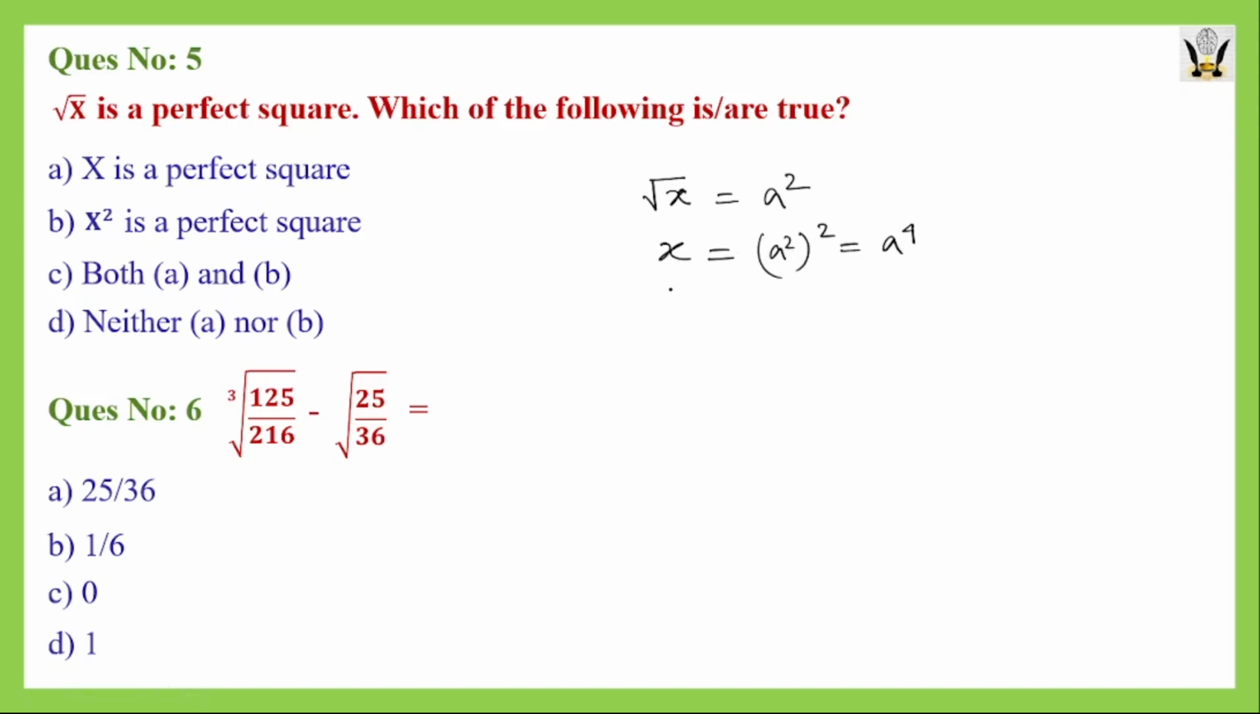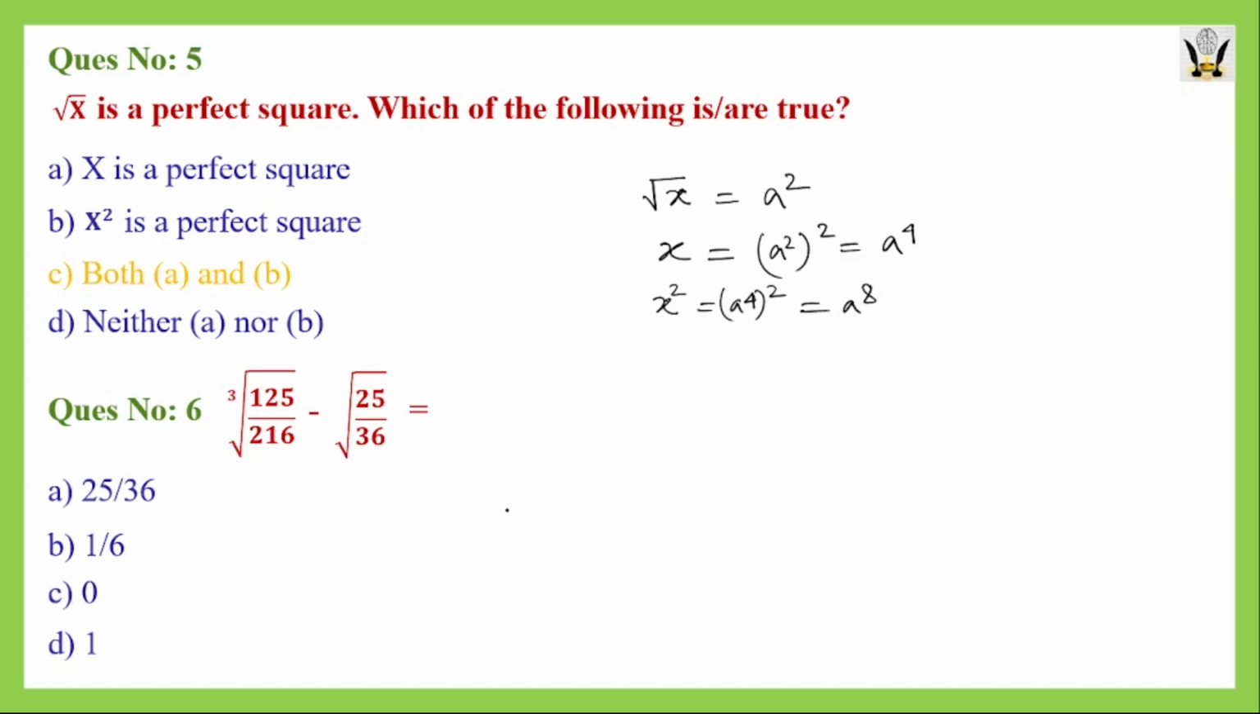Now option B is x square is a perfect square. What we have to do is take further squares of both sides. So the left hand side will become x square and the right hand side will become a to the power 4 and then its square, so a to the power 8, which is also a perfect square. That means option A is true, option B is also true, and option C says both A and B, and option D is neither A nor B, so option D is not correct. So the option that we will choose is option C. Now we'll go to the next problem sum.